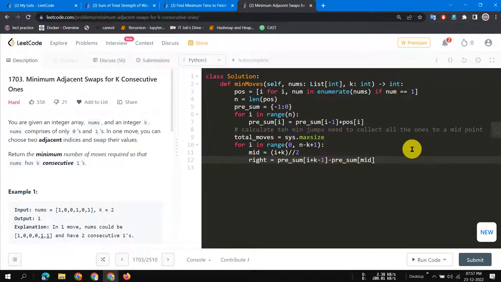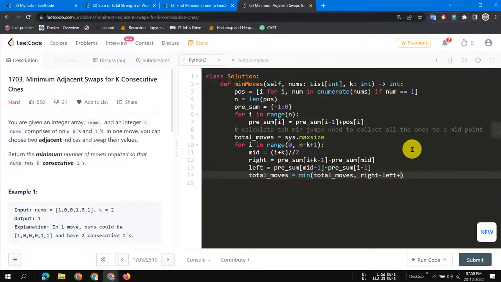I'm going to do the same thing here. So we have found out the left, right, and now we have to find the left prefix sum of mid minus 1 minus prefix sum of left minus 1, right? And then total moves will be the minimum of total moves, and as I already told you, we are checking for every mid, and we will store the minimum total that is required to collect all the points to the midpoint, right?